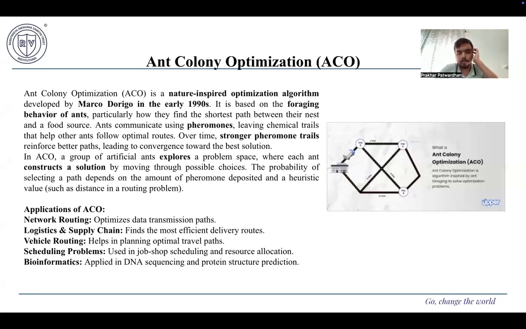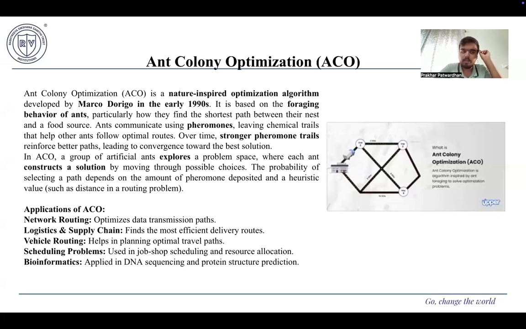In ACO, a group of artificial ants explore a problem space where each ant constructs a solution by moving through possible choices. The probability of selecting a path depends on the amount of pheromone deposited and a heuristic value, such as distance in a routing problem.